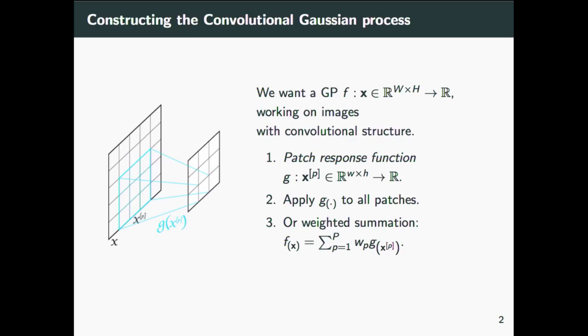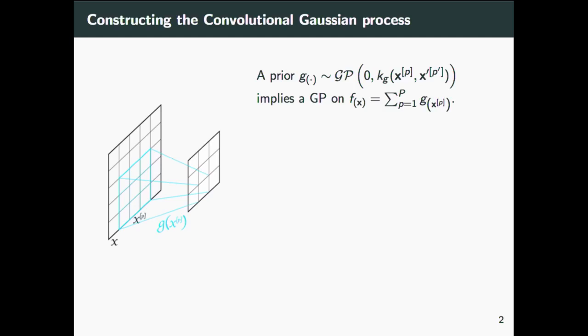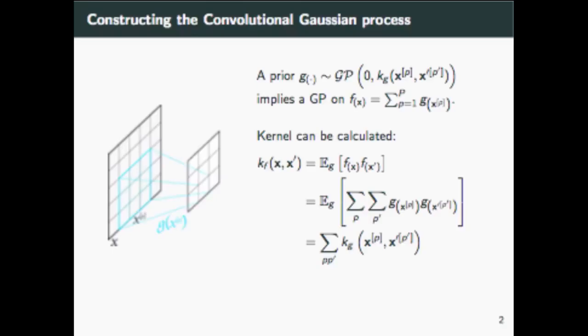Now, you can note here that the operations that we perform on g, the patch response function, are all linear in order to get f. So if you place a Gaussian process on the patch response function g, this actually implies a Gaussian process on f as well. And we can find its kernel by considering the covariance between the Gaussian process at two different image input locations. This covariance ends up requiring the sum over every pair of patches in the two input images that we're trying to consider. Given this definition of the kernel, we already have enough to perform exact Gaussian process inference if we have a model with a Gaussian likelihood.